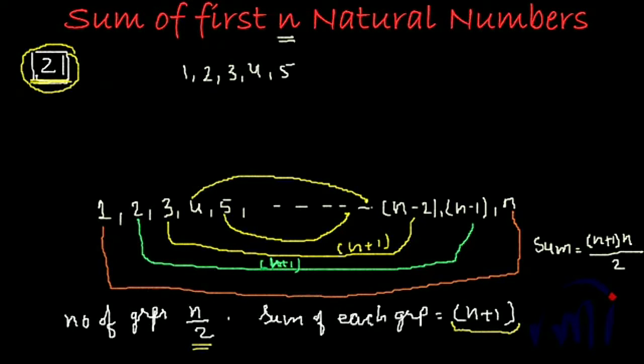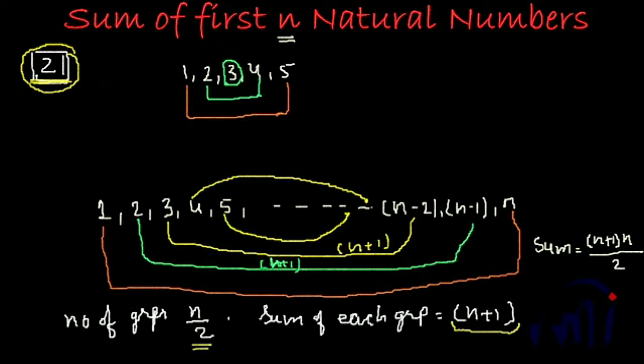And what we have to do next? Yes, we have to group the first number with the last number. Of course, we are following the same procedure. And then we have to group the second number with the second last number, right? And then we have this middle number left behind, right?